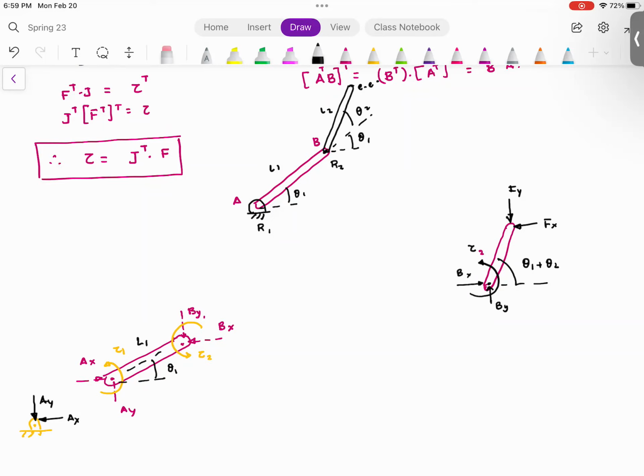But please understand, because of this, they form a couple and they are going to give a rotation. So this tau 2 is the torque given by the motor at joint B. Tau 1 is the torque given by the motor at joint A. Everyone understood this? And this is the hinge that is separated. And clearly there is another torque, tau 1, that would cancel out this torque.